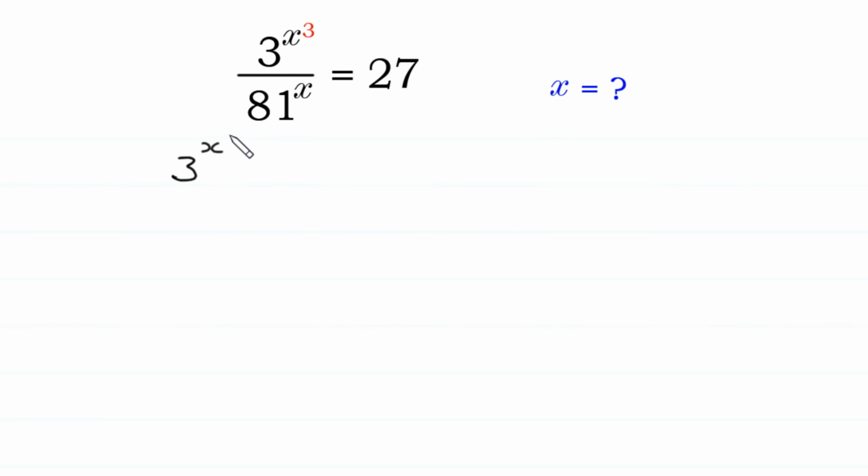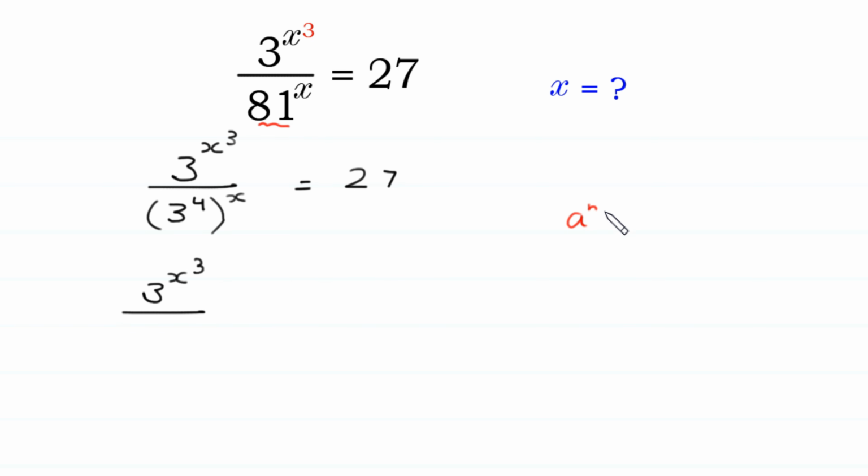3 to the power x cubed divided by, we can write this 81 as 3 to the power 4, whole to the power x, is equal to 27. Next, according to this property of exponents, a to the power m, whole to the power n, is equal to a to the power m times n. We multiply this power 4 by this power x. So this becomes 3 to the power 4x, is equal to 27.